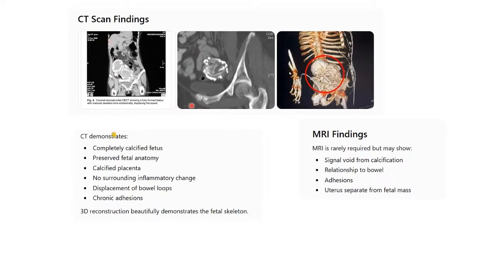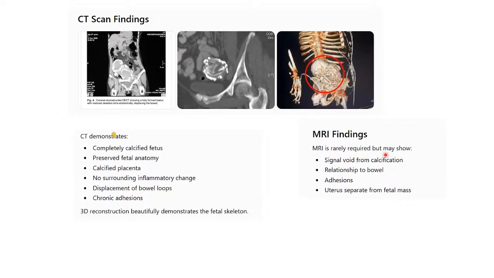So here are the CT findings. You can see here what we have, the calcified lithopedion there. You can see it there. So CT demonstrates a completely calcified fetus, preserved fetal anatomy, calcified placenta, no surrounding inflammatory changes noted, displacement of bowel loops, chronic adhesions. The 3D reconstruction beautifully demonstrates the fetal skeleton. You can see the fetal skeleton there nicely.